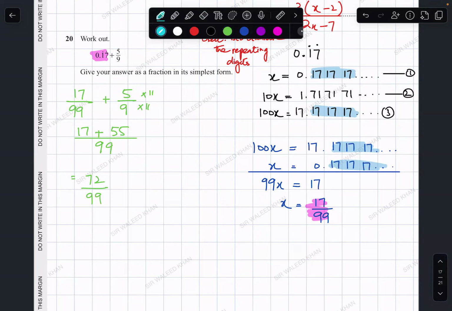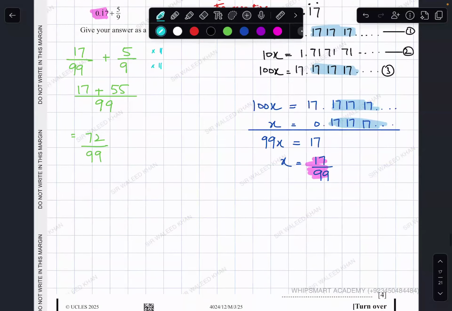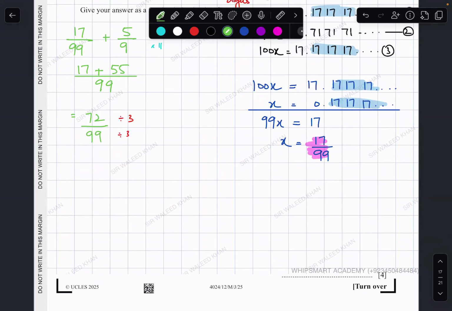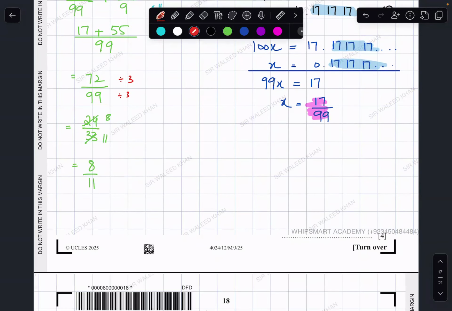And in its simplest form. So if I'm writing it in its simplest form, I can divide it by, let's say, 3. If I divide both these sides by 3, we have 24 and 33. Again, divisible by 3. So I can again divide it by 3. And this time I'm left with 8 and 11. That's your final answer. Okay, that is why it's a 4-mark question. So show proper working over here. Okay.